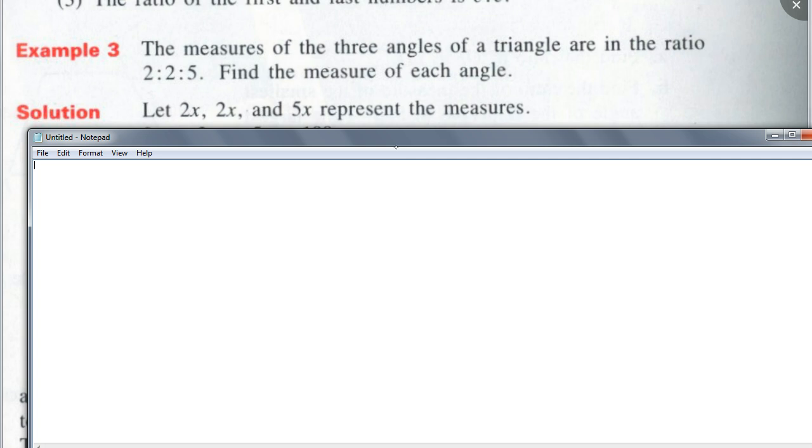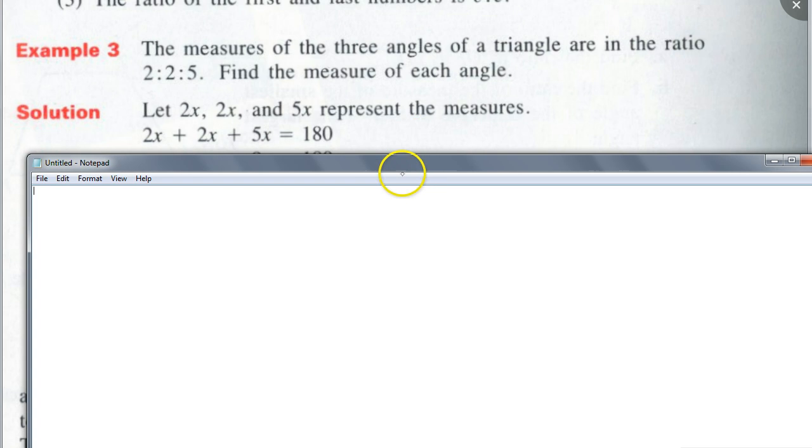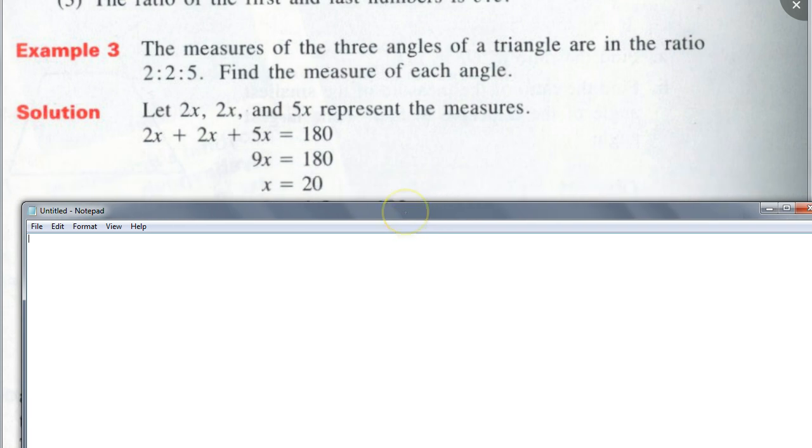What is then the equation? How do we come up with the equation? Here, Young. 2x plus 2x plus 5x equals 180. Good. We know that the sum of the 3 angles of a triangle has to equal 180. Then we get x equals 20. Now, is that our answer? No. They want the measure of each angle. So who could tell me if x is 20, what is the measure of each angle?